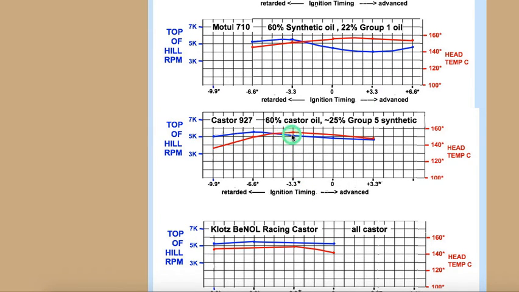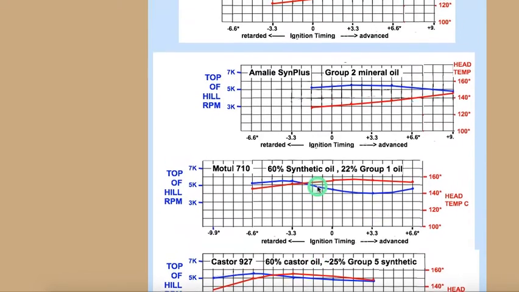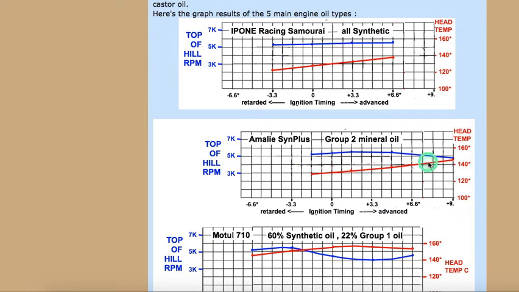Same thing with castor 927. The Binol was very stable. We've got a pretty steep change in temperature here and here. So most oils are very temperature sensitive when it comes to the timing.